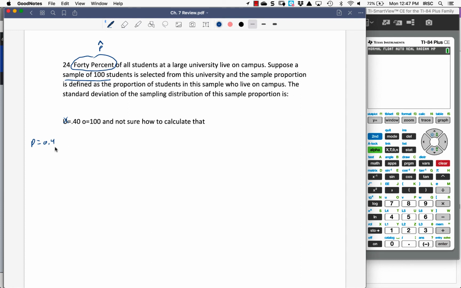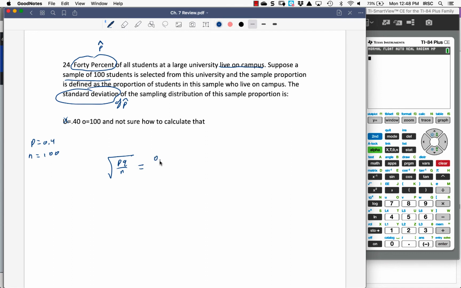But p is what we're given, that's the first impression. So 40% would translate to 0.4. Sample of 100 would be n equals 100. Is selected from this university, and the sample proportion, another key that we might be dealing with a p-hat, is defined as the proportion of students in this sample who live on campus. That's what we were talking about here. The standard deviation of the sampling distribution of this sample proportion is, the formula for the standard deviation of p-hat is pq over n, but the square root of all that.